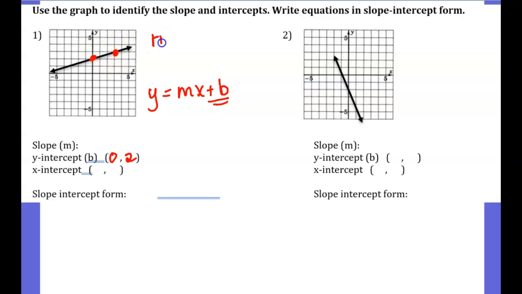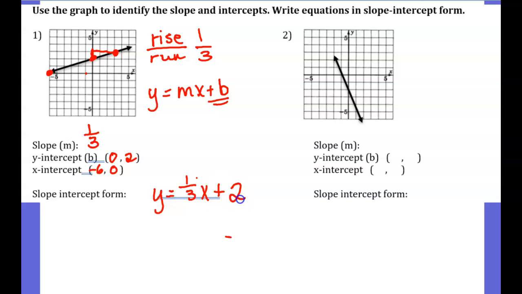I can do my rise. I can go up 1. And then I go to the right, 1, 2, 3. Rise over run gives you your slope. So your slope is 1/3 in that example. The x-intercept we're not really using right now, but it's good practice. It's right there where it crosses the x-axis. So I just count -1, 2, 3, 4, 5, 6. So I've got (-6, 0) as my x-intercept. So in slope-intercept form, I just use the slope, y equals 1/3 x, plus the y-intercept, which is 2. So there's our equation.